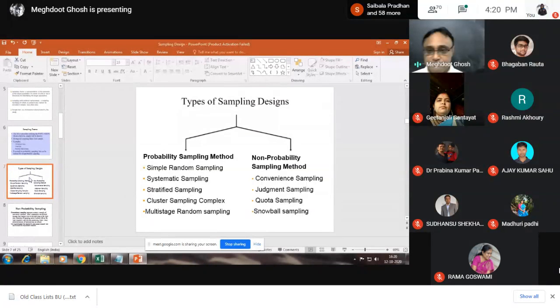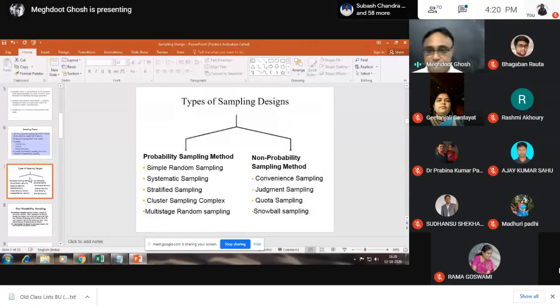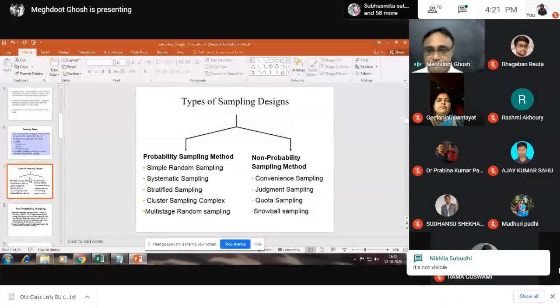So what type of study will support the probability sampling method? What type of study will support non-probability sampling methods? If you are going for an exploratory study, I'm not defining these terms, I hope you know that, where you will be constructing the hypothesis rather than testing it, framing the hypothesis, then the non-probability sampling method can be used. Even if you are going for a pilot study, or for the pre-testing of your questionnaire or something, you can go for the non-probability sampling method.